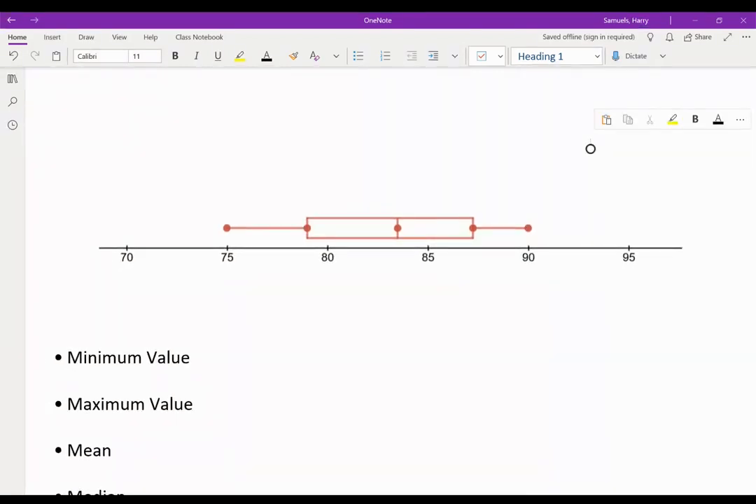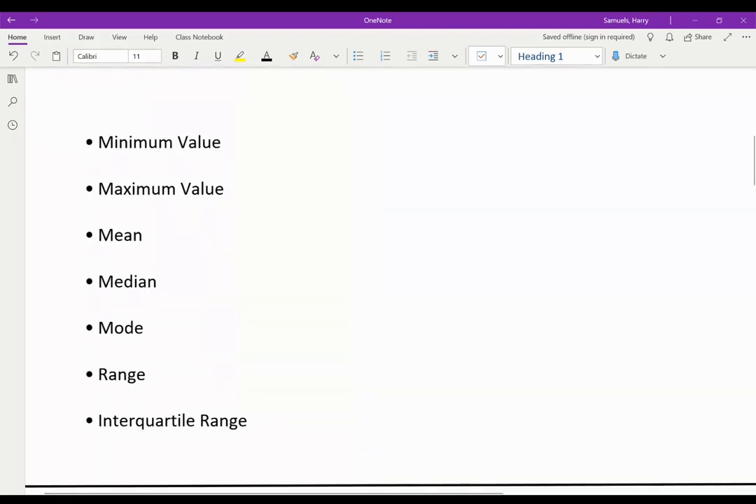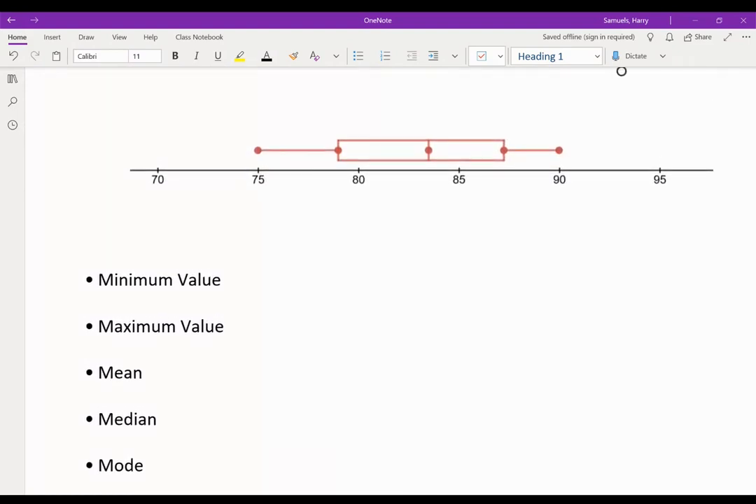So a box plot is helpful because it can show you things like the minimum value, the maximum value, the mean, the median, mode, range, and interquartile range. I know what you're thinking. Whoa, that's a lot. What are all of those things? That's a good question. Vocabulary time.